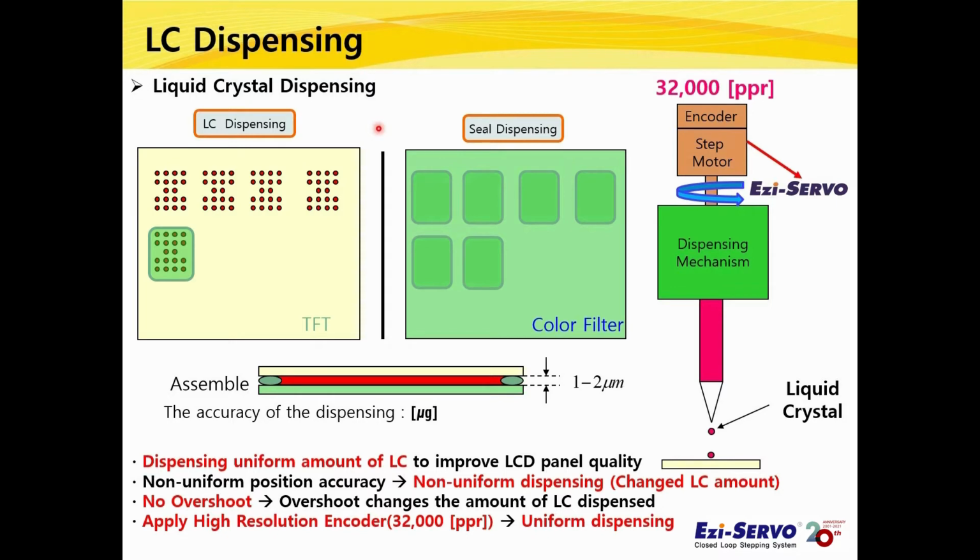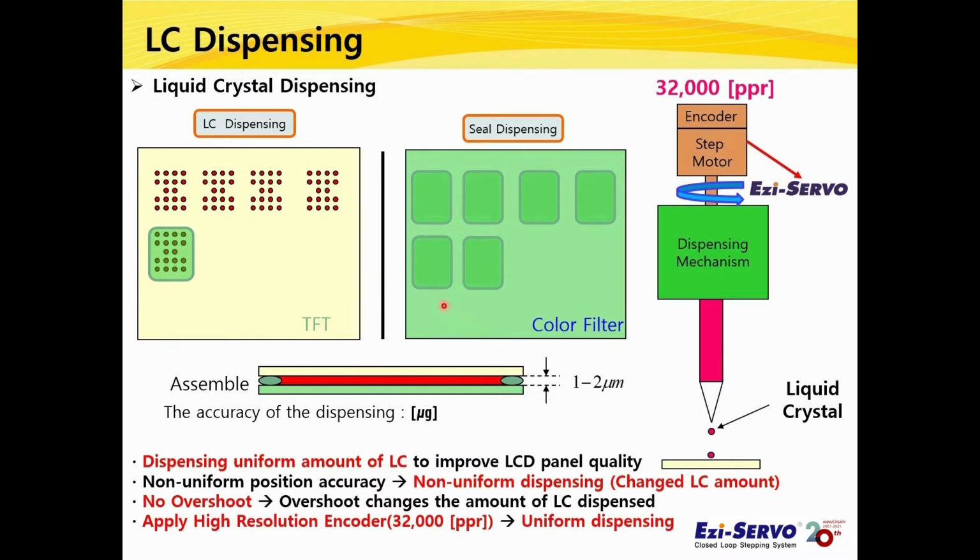The first application case is the LC dispensing machine. LC means liquid crystal. Two glasses are needed to make the LCD panels used for TVs and monitors. It is the TFT panel on the left and the color filter on the right.